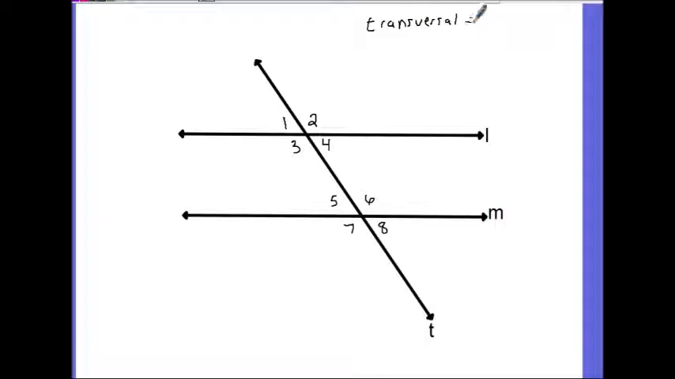And all a transversal is, it's a single line that cuts through two or more lines. And that's all a transversal is, so don't be intimidated by that. Oftentimes you'll see the transversal is labeled with a T, but it doesn't have to be.